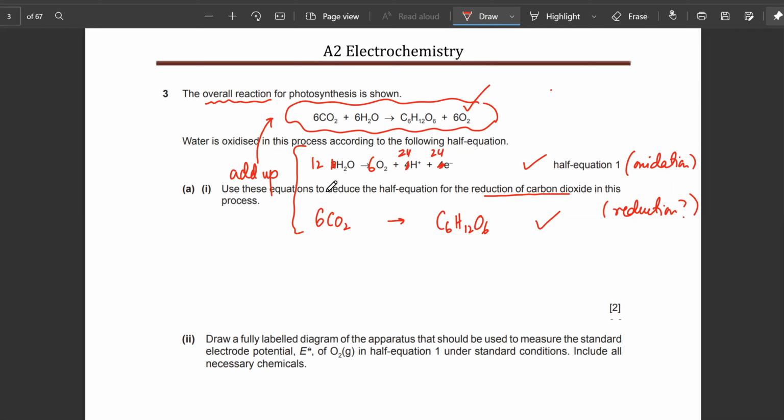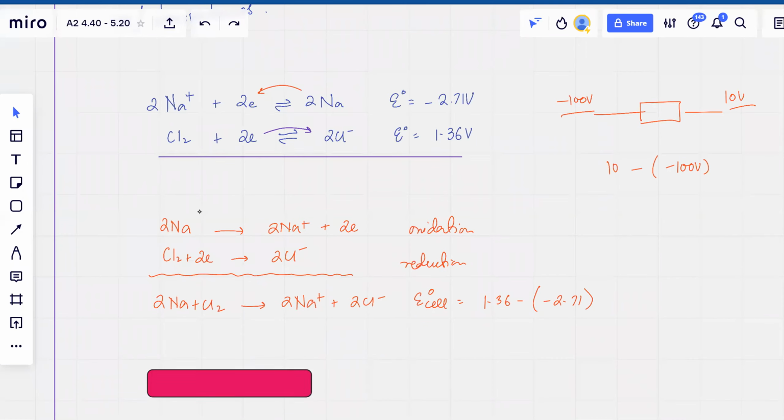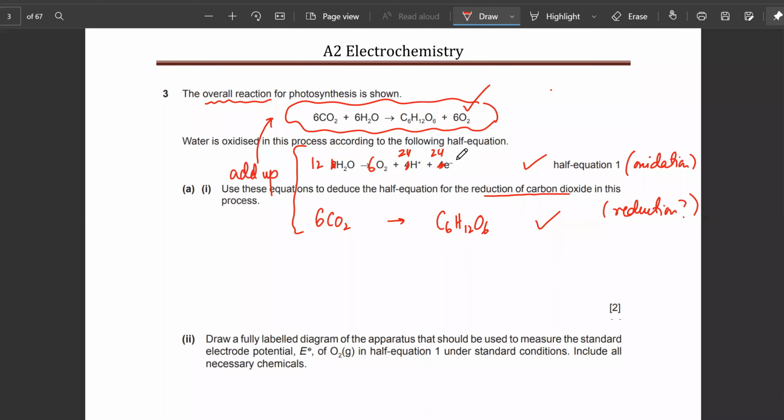Now remember this. What we did over here was that I multiplied the first equation by 2. I made the number of electrons gained and lost equal. So if there are 2 electrons being produced on this side, there must be 2 electrons being gained on the other side. Coming back to this, if there are 24 electrons being produced on this side, there must be 24 electrons gained over here. Electrons gained and lost must be equal. Is this clear to everyone?